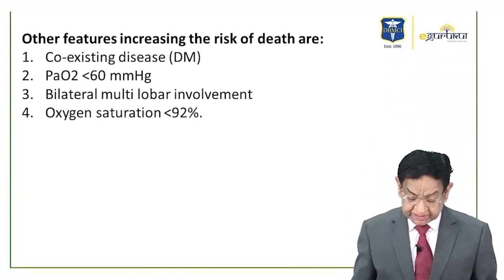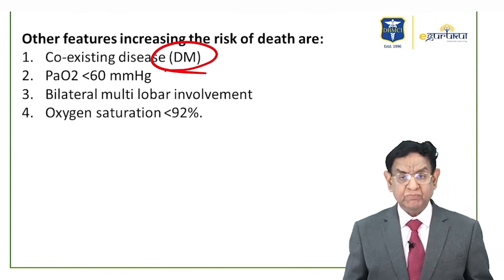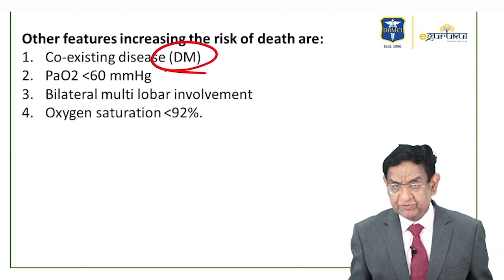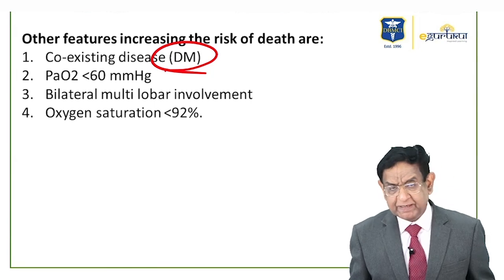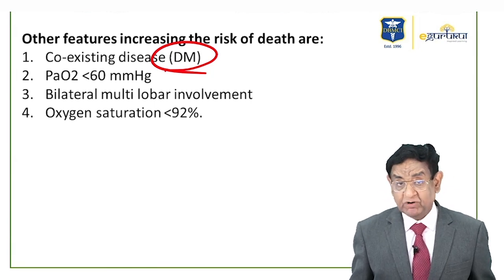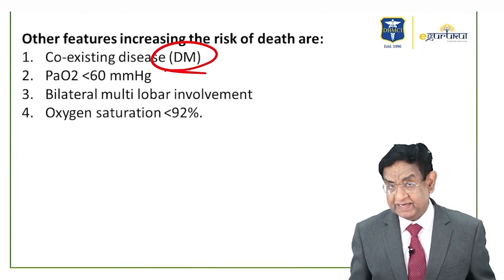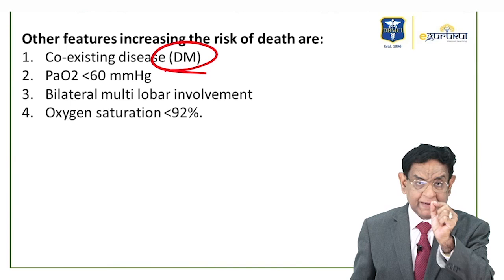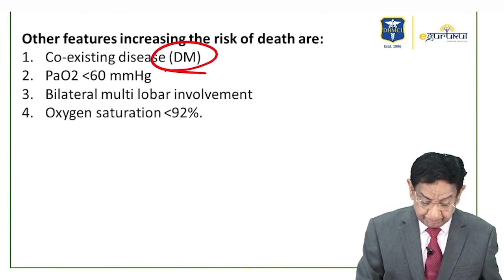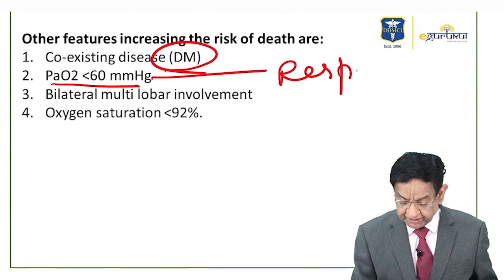Other features which increase the risk of death are coexisting diseases. Diabetes is the most notorious, and diabetes is very common. An elderly diabetic patient has a very high mortality. But don't forget, hypoglycemia can manifest as confusion, so in that case, treat hypoglycemia. PaO2 less than 60 means the patient is in respiratory failure.